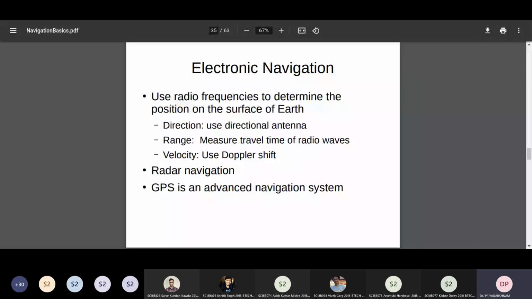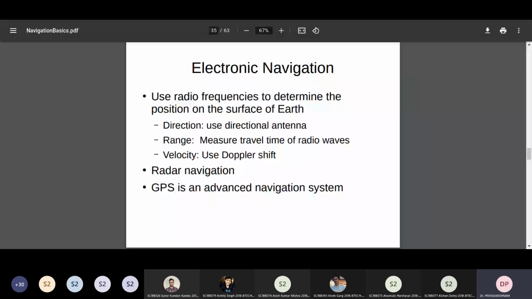That is one possibility. Or in the case of radar, you have to measure how long the radio waves have traveled. If you can estimate that, then you can find out the position with respect to the object which is transmitting. And in the case of velocity, you can use the Doppler shift. A moving object will shift the frequency of the radiation. Radar navigation is actually closely related to that.